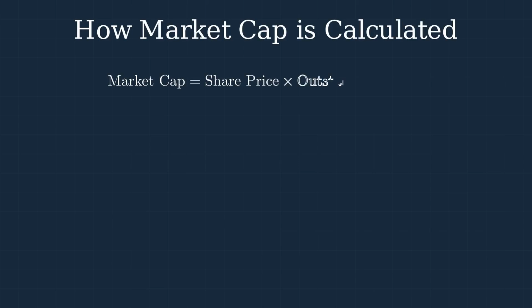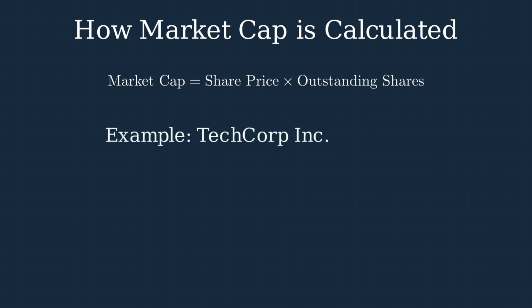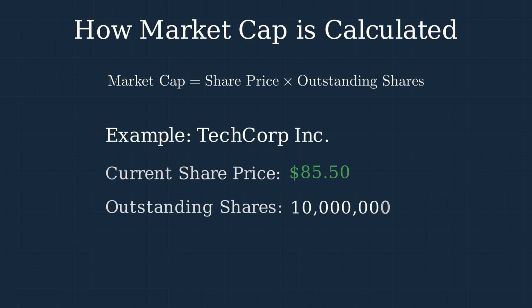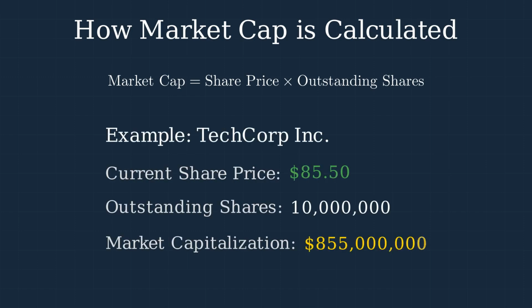The formula for calculating market capitalization is straightforward. Market cap equals the current share price multiplied by the total number of outstanding shares. Let's look at an example with a fictitious company, TechCorp. With a current share price of $85.50 and 10 million outstanding shares, TechCorp's market cap would be $855 million.